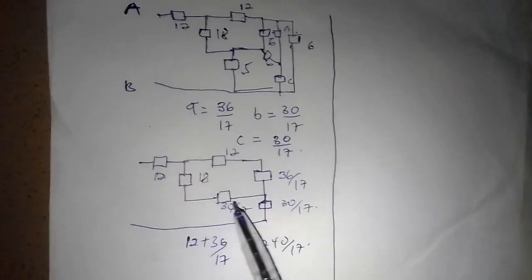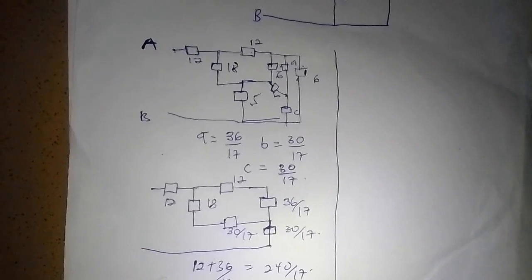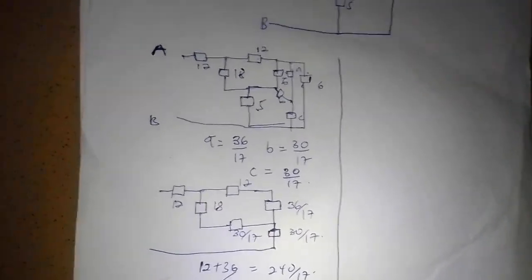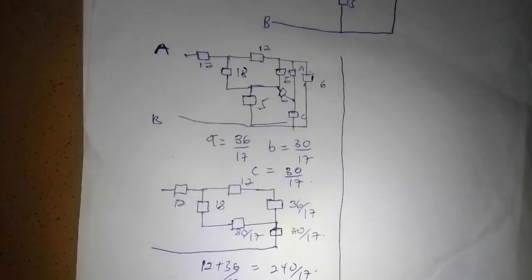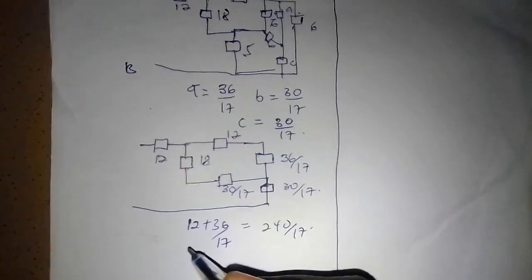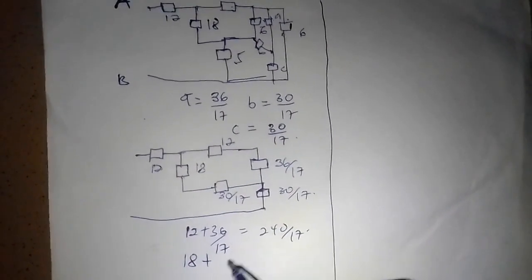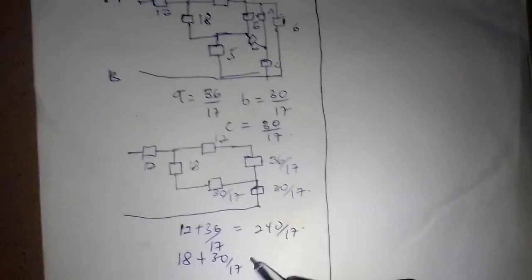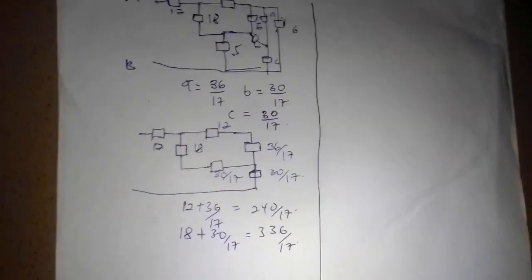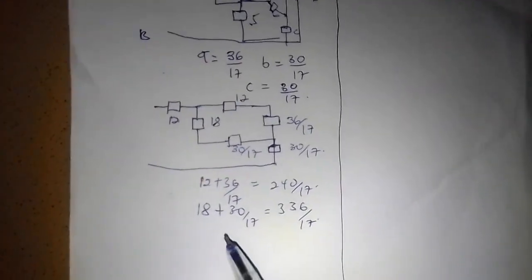As well as 18 and 30 over 17 are also in series because there is no node in between them. So 18 plus 30 over 17 is giving me 336 over 17. So let me redraw and also put in my values here.